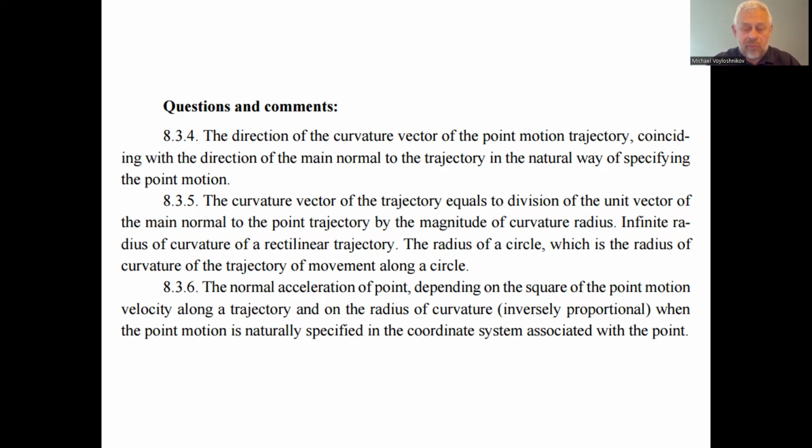The normal acceleration of the point depends on the square of the point motion velocity along the trajectory and is inversely proportional to the radius of curvature when the point motion is naturally specified in the coordinate system associated with the point. The normal acceleration equals the squared velocity divided by the radius of curvature of the trajectory of the motion of the point. Therefore, the radius of curvature equals the squared velocity divided by the normal acceleration.